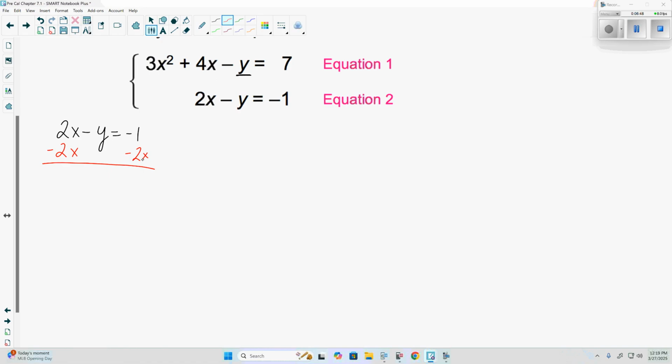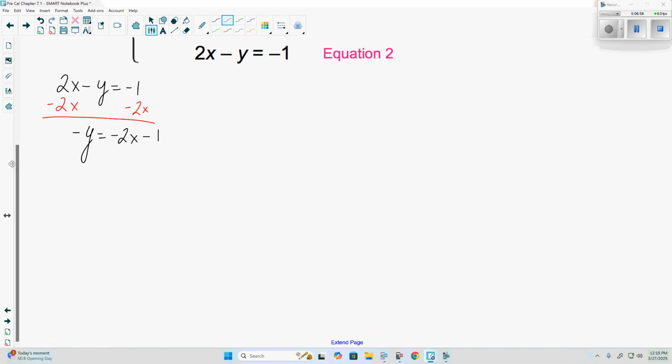minus 2x from both sides, it's going to tell us that negative y is equal to negative 2x minus 1. But we don't want to know what negative y is. We want to know what positive y is, yes? So what would positive y equal? Yeah. I changed y's value. I changed the sign on one side. I have to change the sign on the other. Or mathematically, we could say that I multiply through by negative 1.